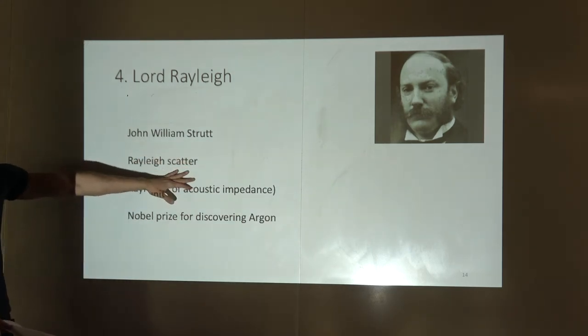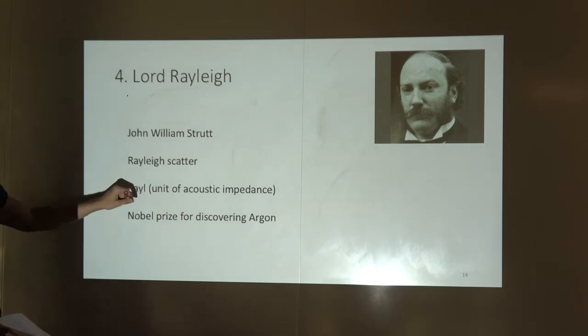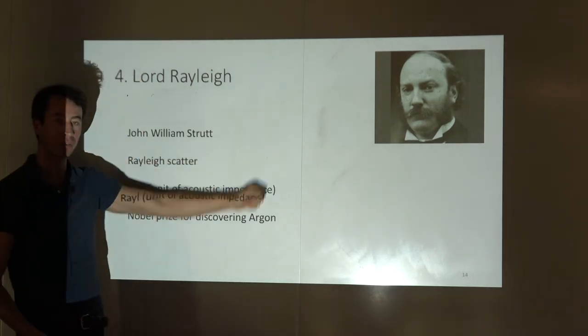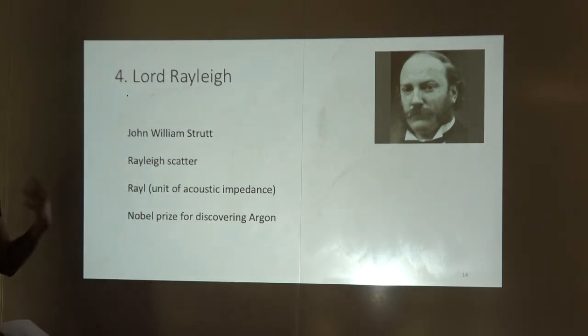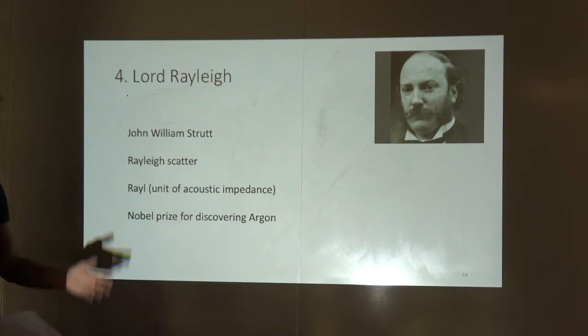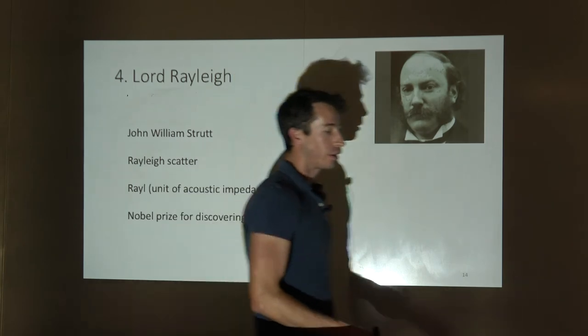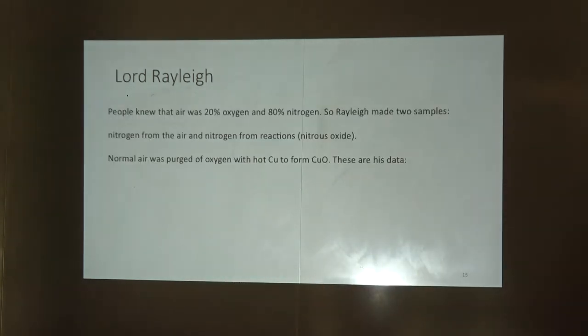We all know him from Rayleigh scattering. I know him from my own research in terms of rayls. A rayl is a unit of acoustic impedance: when sound hits a material, how much reflectivity, how well does it impede that sound wave? So rayl is a unit there. But he also won the Nobel Prize for discovering argon.